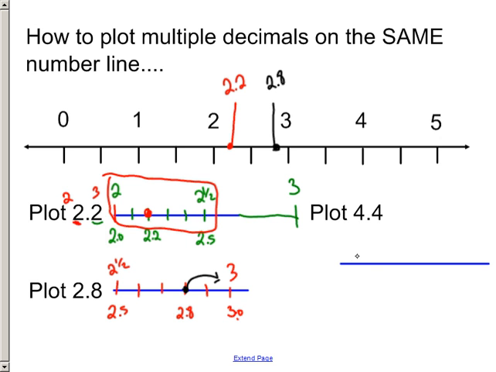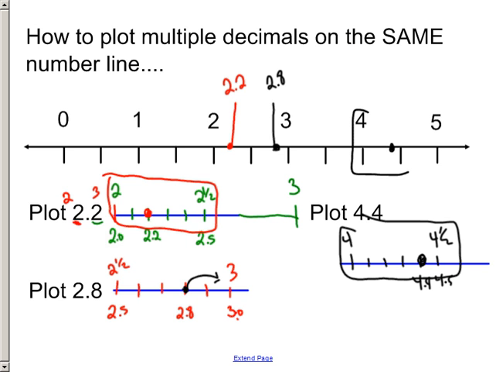4.4. If this is 4, this would be 4.1, 4.2, 4.3, 4.4, 4.5. Here's the 4.5 spot. This is 4.5 and 4.4 is right there. It's pretty much right up against it. Okay, see how the distance is? We're looking between 4 and 4.5. So here's 4 and there's 4.5, and it's right there.